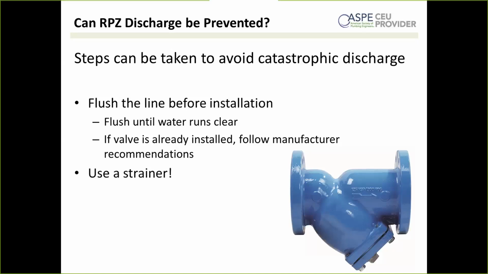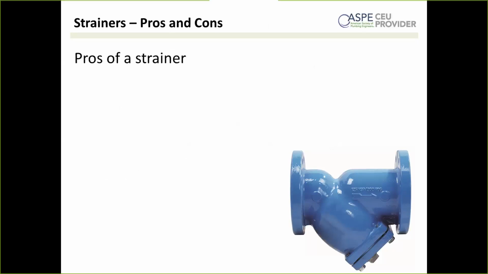The second big thing you can do to avoid RPZ discharge is install a strainer. So let's talk about strainers. Strainers have some great advantages, but you should also know about some of the potential disadvantages. The big pro is, you guessed it, reduced chance of significant RPZ discharge. Now, a grain of sand can foul a check, so it won't necessarily prevent all leaks, but it should catch the big stuff. And remember, the larger the debris, the larger the leak. So if you can catch the big stuff, that's going to really help prevent those catastrophic discharges.